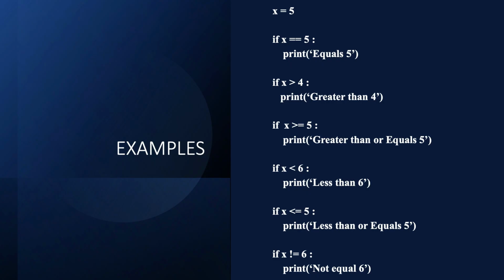as the condition is met. And lastly, we have an inequality check to see if x does not equal 6. Since x is 5, then the condition is true, and so we execute the indented code and the program prints not equal to 6. So these examples highlight how conditional statements can direct the flow of our program based on various conditions. Again, they are an essential tool for decision-making in coding.